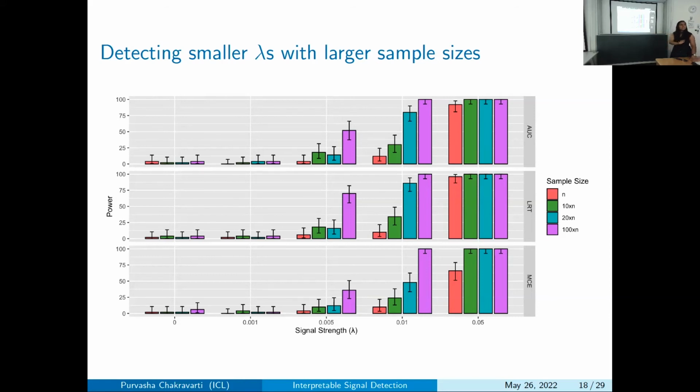Any questions so far? Yes. What was the original n? Pardon me? What was the original n? So the original n here was around 20,000. 40,000 actually. 2 × 20,000, 40,000.